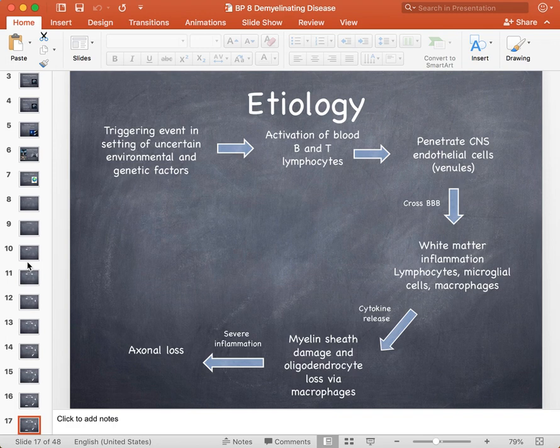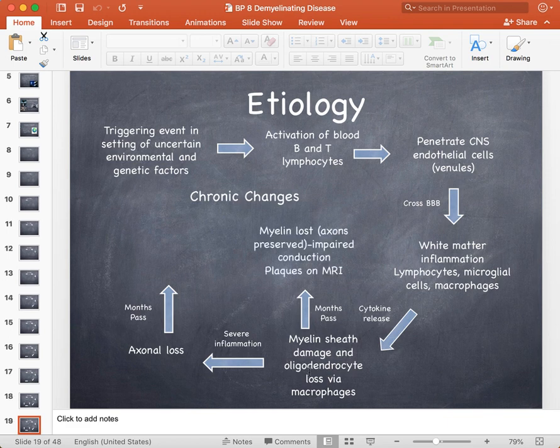And then if you go over time and look at chronic changes as months pass, if you're talking about just the neurons that had the myelin sheath damage but still had intact axons, on MRI scan you'll see the plaques from the sclerosis and from the myelin loss, but the axons are preserved. Conversely, in the areas of the brain where you had the severe inflammation and the axonal loss, over time you'll end up with these black holes on MRI due to the loss of both myelin and axons.